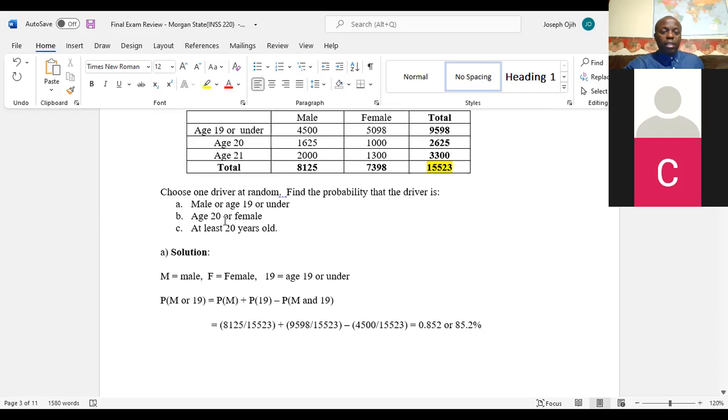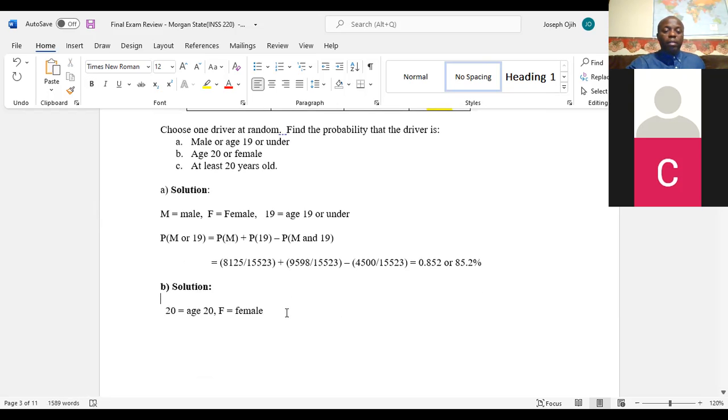Part B says age 20 or female. Okay, part B solution. So for age 20, we use 20, and F for female. Okay. Now we can put our work on that.